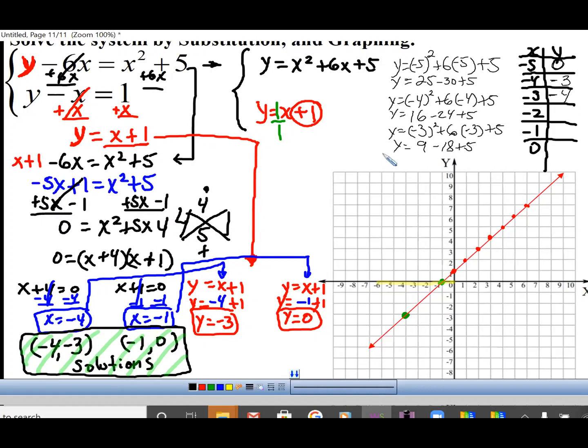Next, y equals parentheses squared plus 6 times x, or parentheses, plus 5. Next value is -2. So y equals 4, -12 plus 5. What is 4 plus 5? That's 9 minus 12. That's -3.